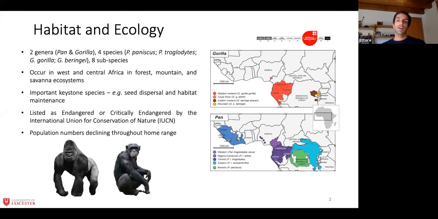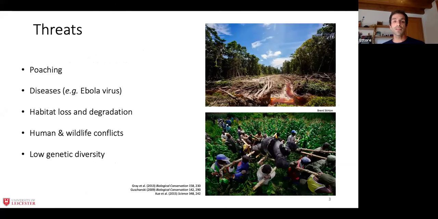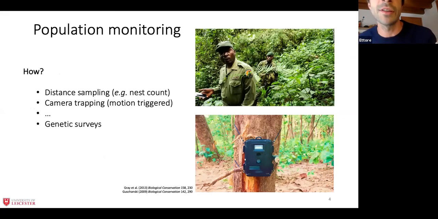Despite their ecological importance, they're still listed as either endangered or critically endangered by the International Union for Conservation of Nature, the main reason being the continuous decline in population numbers throughout the home range. The major threats are poaching, diseases like the Ebola virus, habitat loss and degradation, human-wildlife conflicts, and low genetic diversity, which diminishes their ability to withstand stochastic events like pandemics and climate change. Because of these, it is extremely important from a conservation perspective to monitor changes in populations.